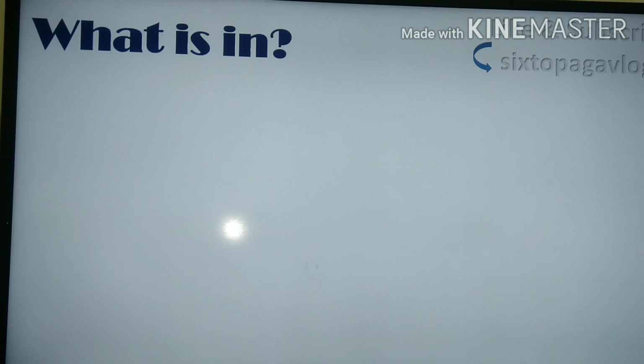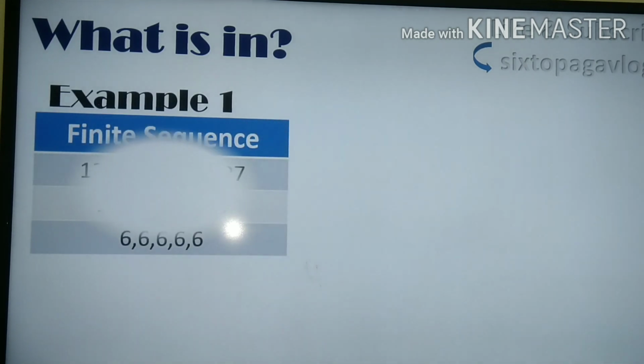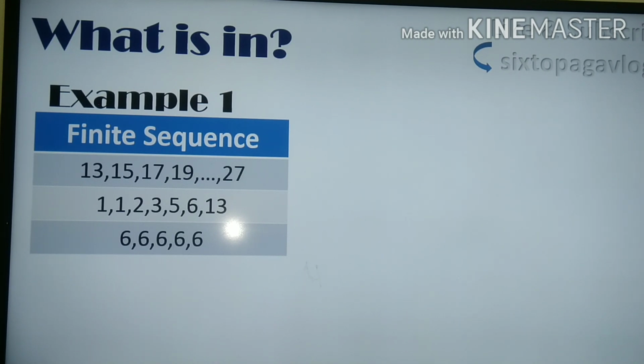So next, what is in? So ano ba yung in dito sa lesson na to? Ano nakapaloob dito? Okay, so let's find out. So example number 1. Okay, so we have the finite sequence. So there are 3 examples given. So madaling tandaan kung why we called it finite sequence. So just look at the last term. So if there is no symbol 3 dots, so automatically that is finite sequence.